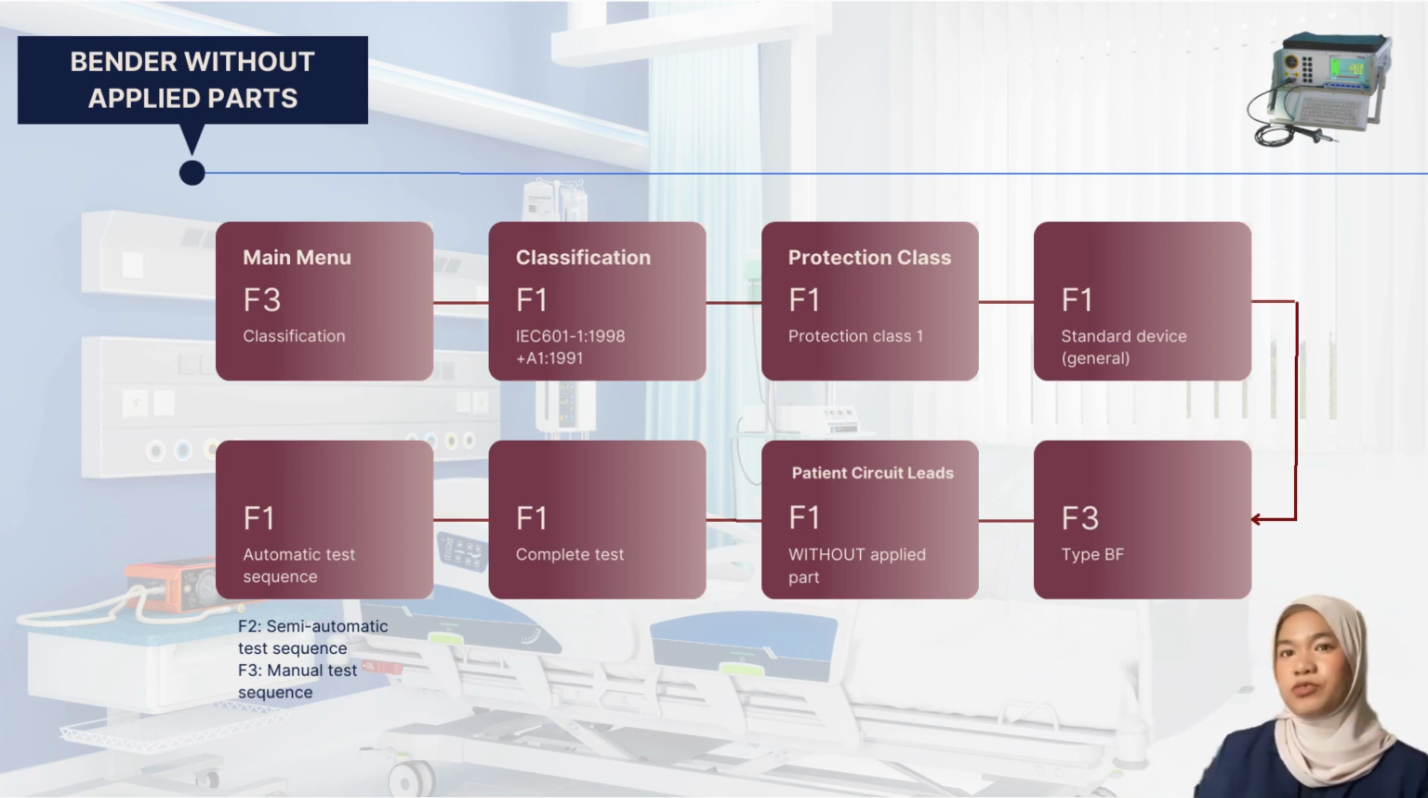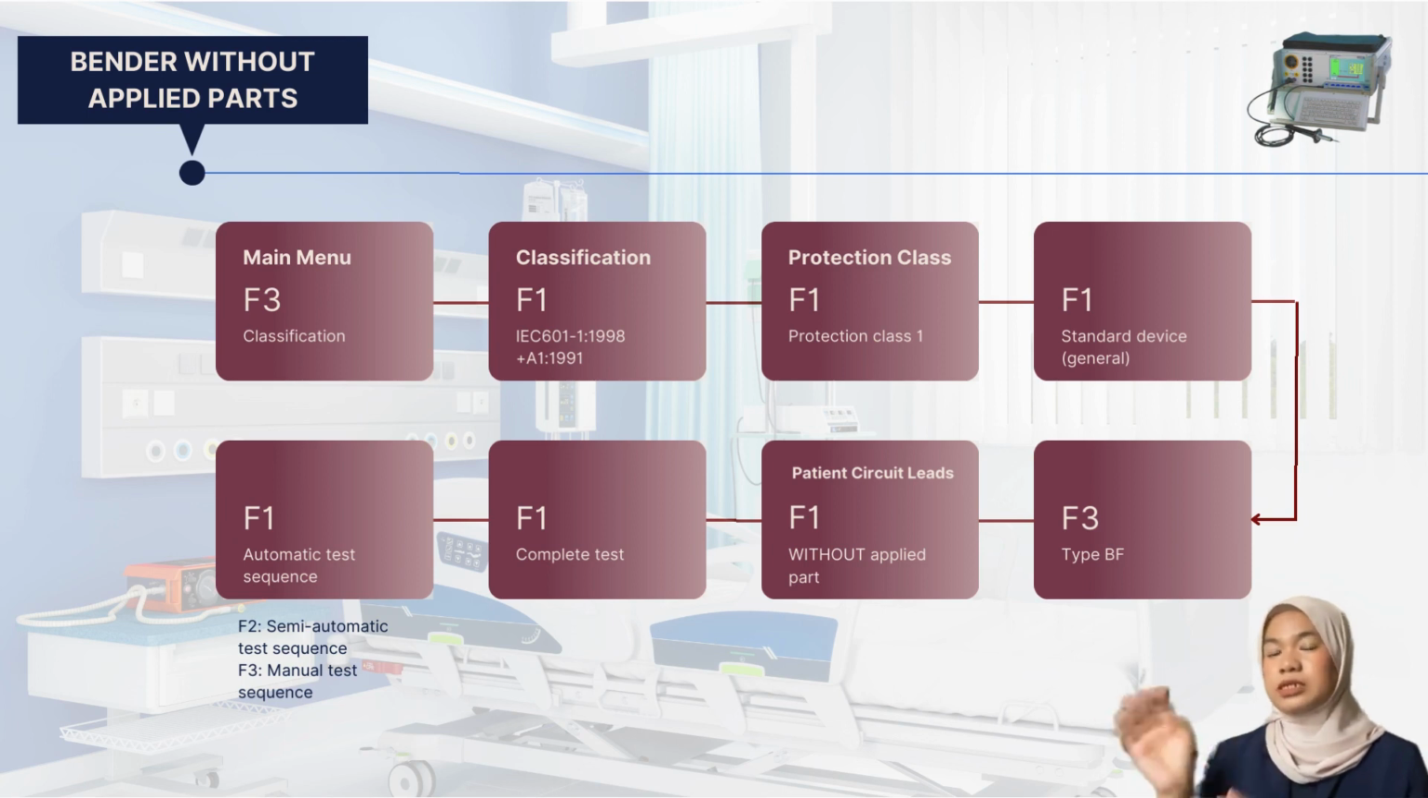For the first one, we choose F3, which is the classification. And moving on to the standard, we choose F1, which is the IEC 601. And then we choose the protection class 1 for this Boca device. After that, we will choose the standard device, which is the general one, and type BF for this Boca.